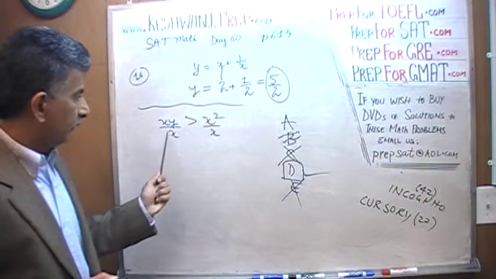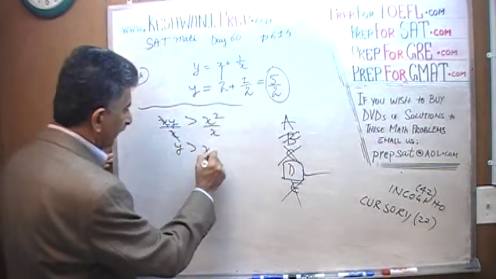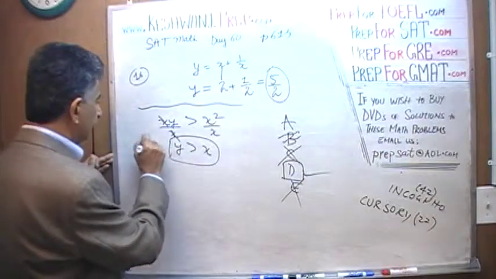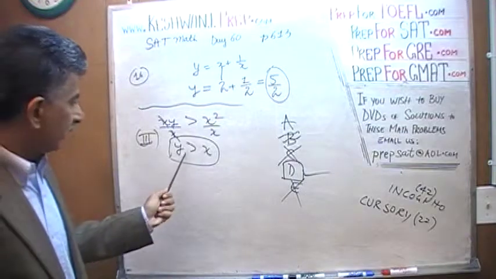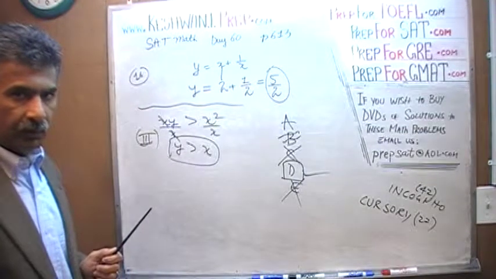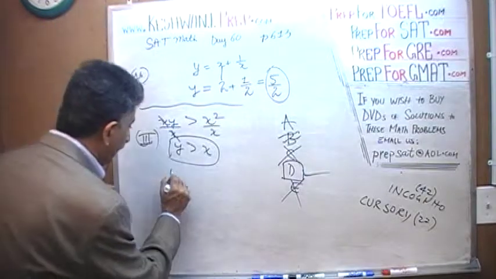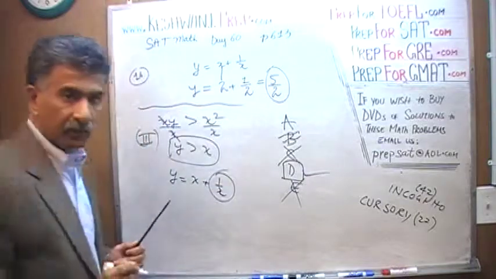If we divide both sides of the inequality by x, what we find is that y is greater than x. This is what the third statement boils down to. The third statement boils down to the fact that y is greater than x. Is that going to be true all the time? The answer is yes, because y equals x plus some positive quantity.